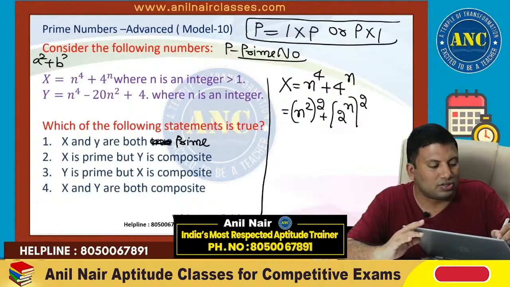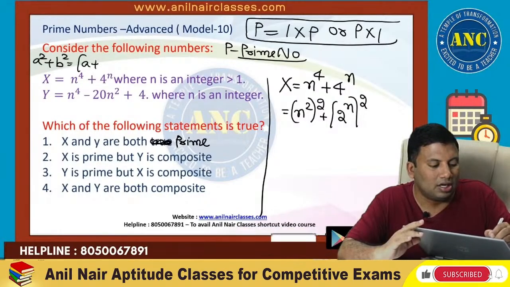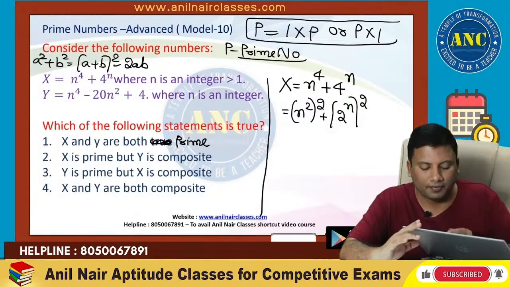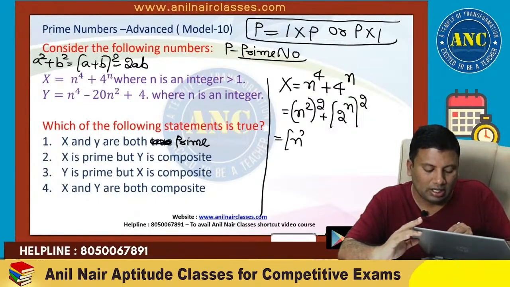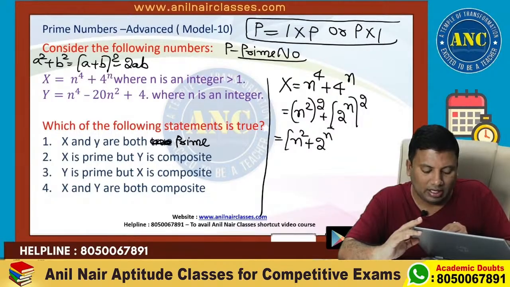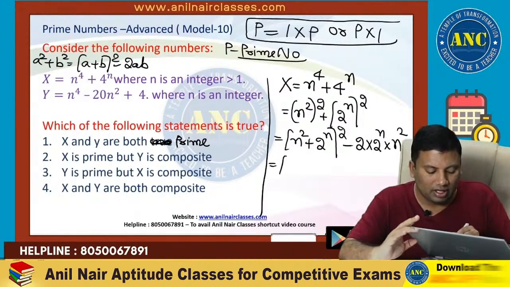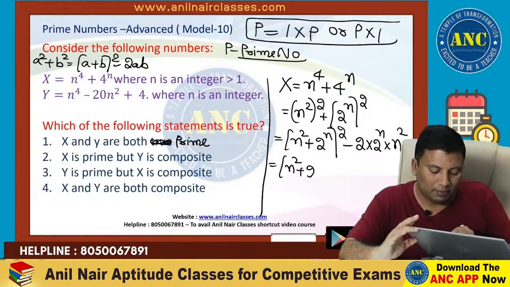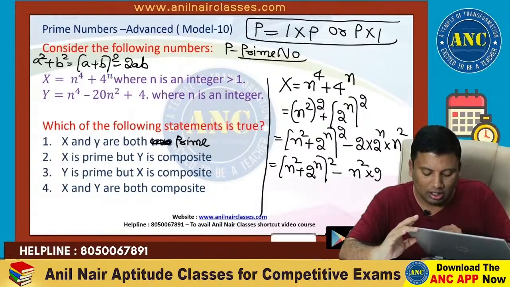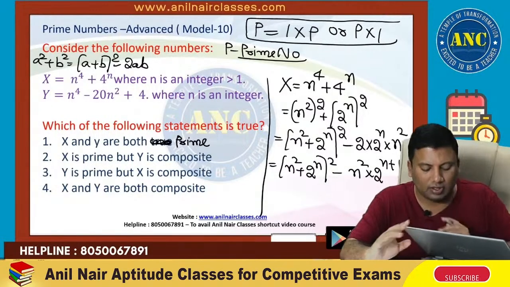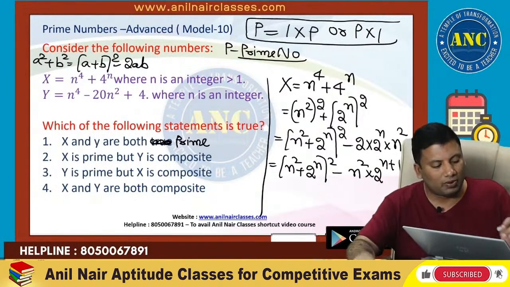A square plus b square is nothing but a plus b whole square minus 2ab. So this is nothing but n square plus 2 power n whole square minus 2ab, 2 into 2 power n into n square. These are nothing but n square plus 2 power n whole square minus n square into 2 power n plus 1.